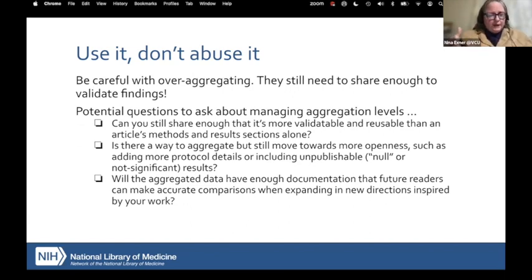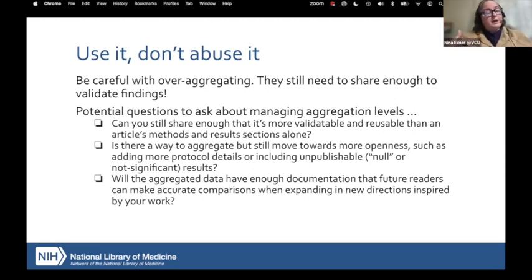Can the PI, if I'm facilitating for a PI, still share enough that it's more validatable and more reusable than the article methods and results sections in most manuscripts allow? A manuscript a lot of times is very short and doesn't let you give all the details of the data. So is there any way that they can aggregate but still share enough to be more validatable than what their publication might be? Is there a way to aggregate that still moves more towards openness?